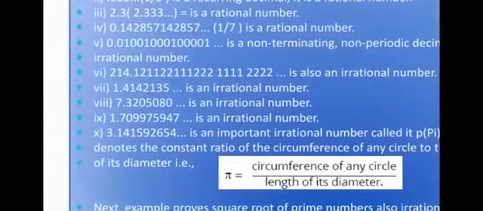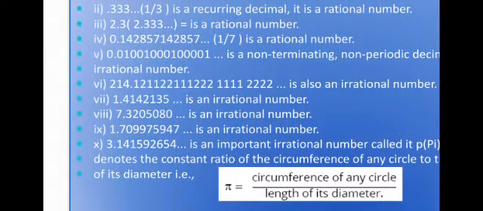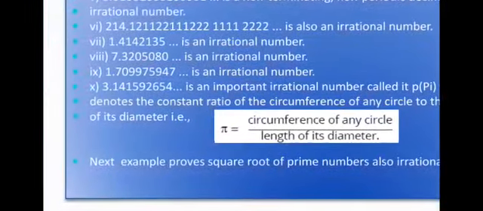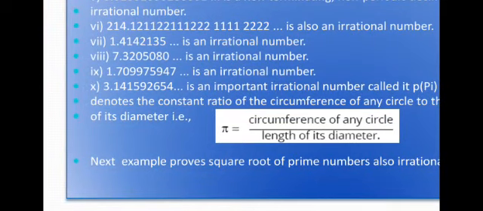Next is also an irrational number. The seventh is also an irrational number, not a repeating number. So these are some examples. Pi is also an irrational number. Actually, pi is equal to the circumference of any circle divided by the length of its diameter.